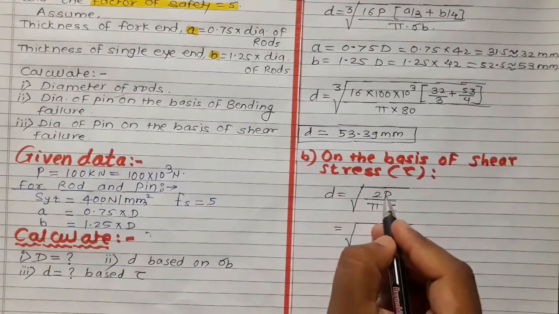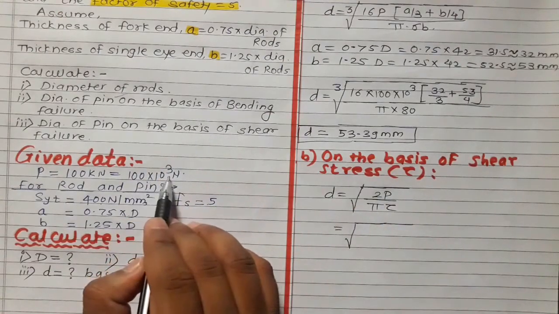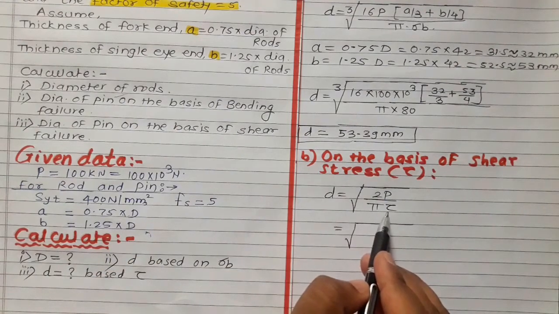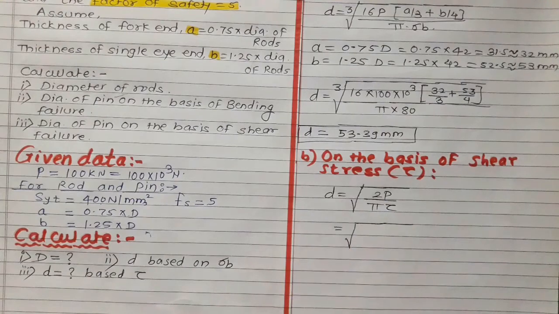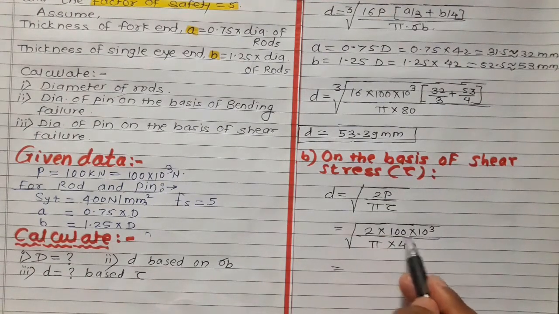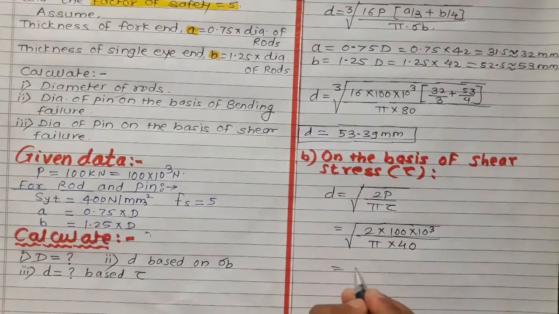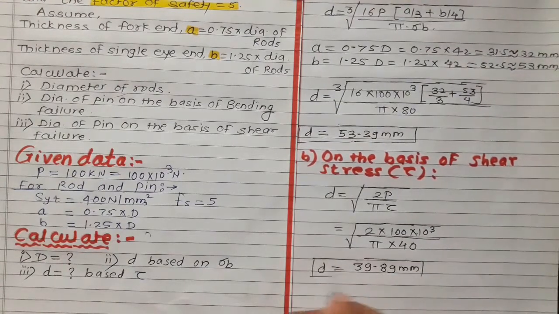Now let us put the value of P here. P is 100 into 10 raised to 3 Newton. Then tau, that is permissible shear stress, is 40 Newton per mm square. Let us put these values and calculate the diameter of pin small d. If you calculate this value, you get the answer as 39.89 mm. So this is the diameter of pin based on shear failure or shear stress.